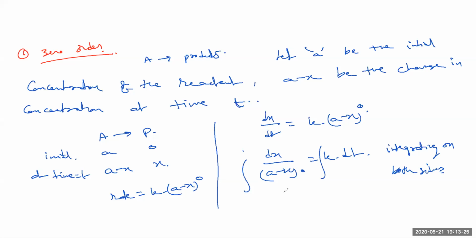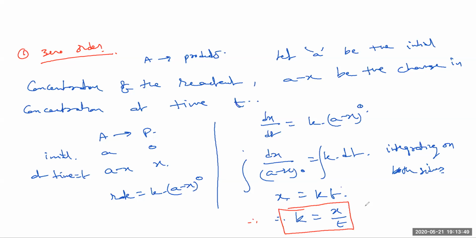It is x is equal to k, constant only. The integration of dt means t only. So, but we require the rate constant k is equal to x by t. This is the formula. Note down. What is the zero order rate constant equation? It is k is equal to x by t.